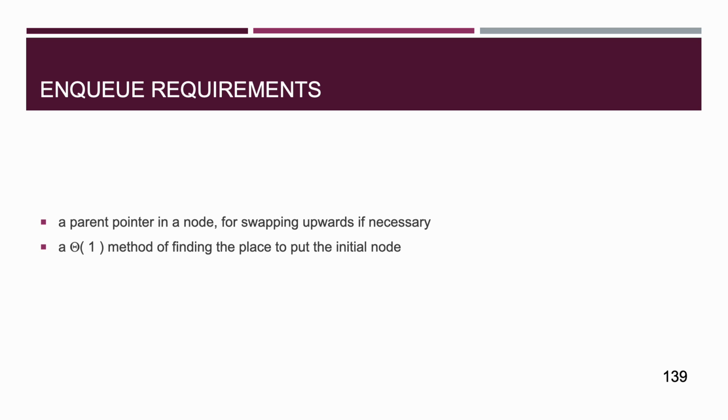So the operation requires a big O(1) method for determining where to place the initial node. This is critical for maintaining the heap's efficiency. The initial placement of the new node is typically at the next available position in the heap, which can be quickly determined using a pointer to the last node or a similar tracking mechanism.